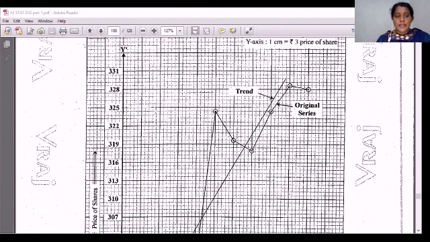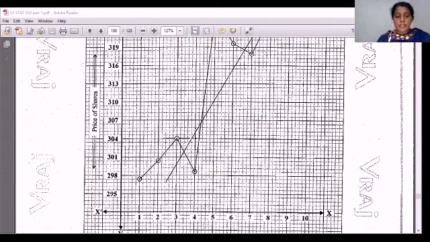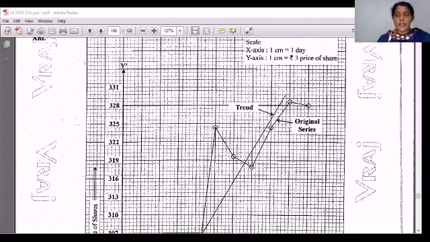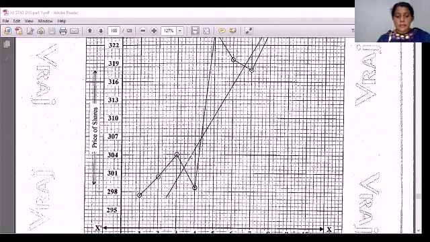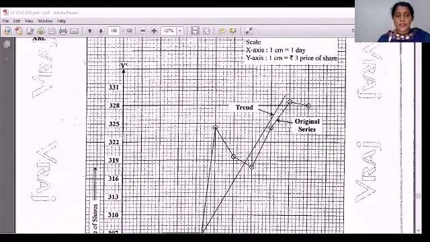See, y-axis is the price of shares, x-axis is 1, 2, 3 till 10. Here x, or you can write t. On the y-axis you can write y. See the trend, the original series and the trend. Here these are the points. So for the first year it was 297.